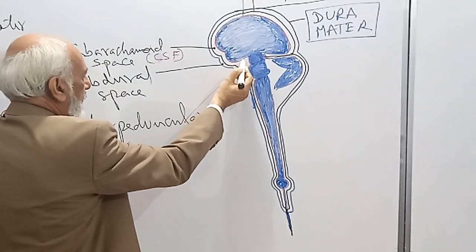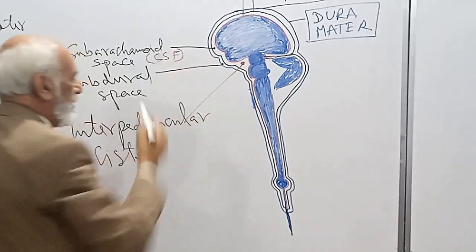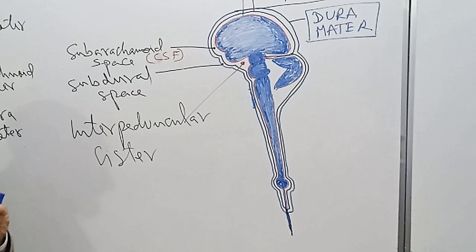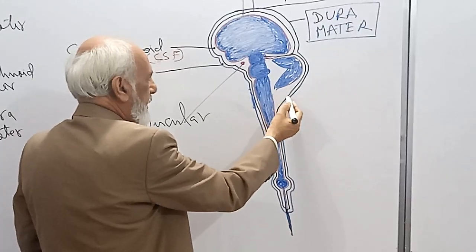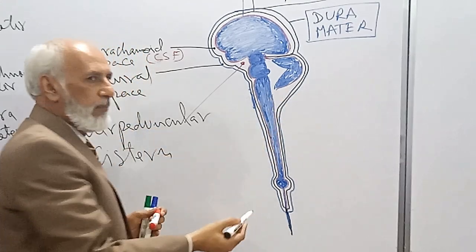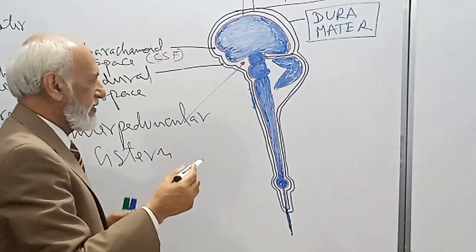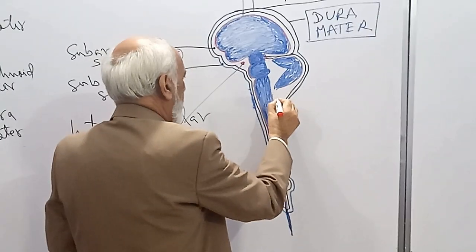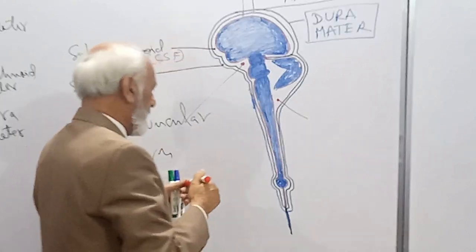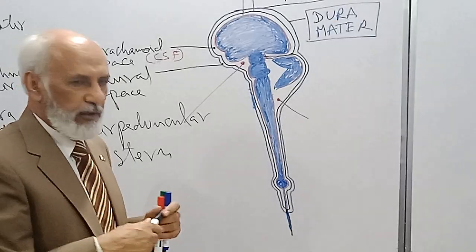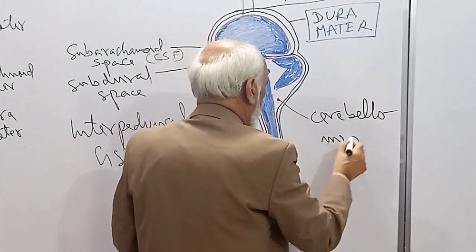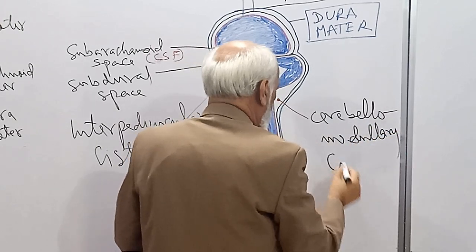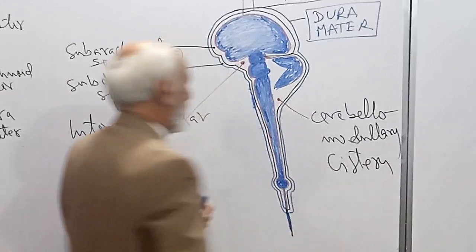Here is the angle between the basal surface of the cerebrum and the anterior surface of the midbrain. The subarachnoid space is wider and is known as the interpeduncular cistern. Similarly, here you can see between pia mater and arachnoid mater, at the angle between the cerebellum and the posterior surface of the medulla oblongata, the subarachnoid space is again comparatively wider and is known as the cerebellomedullary cistern.